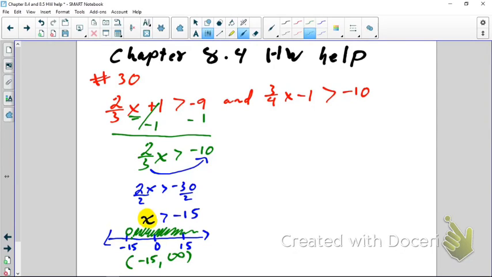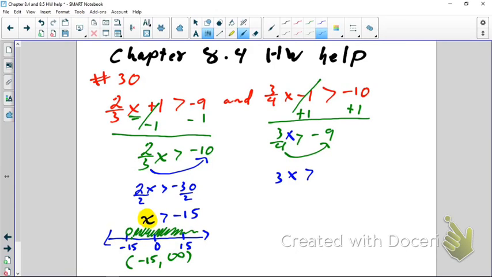The second one is going to be the same steps. We get to use the addition property of equality, where I get to add 1 to both sides. This simplifies to 0, so I get 3/4 x is greater than -9. I get to multiply by the 4, so I end up with, I lost the x somewhere in there, so 3x is greater than -36. I get to divide both sides by +3, and I get that x is strictly greater than -12.